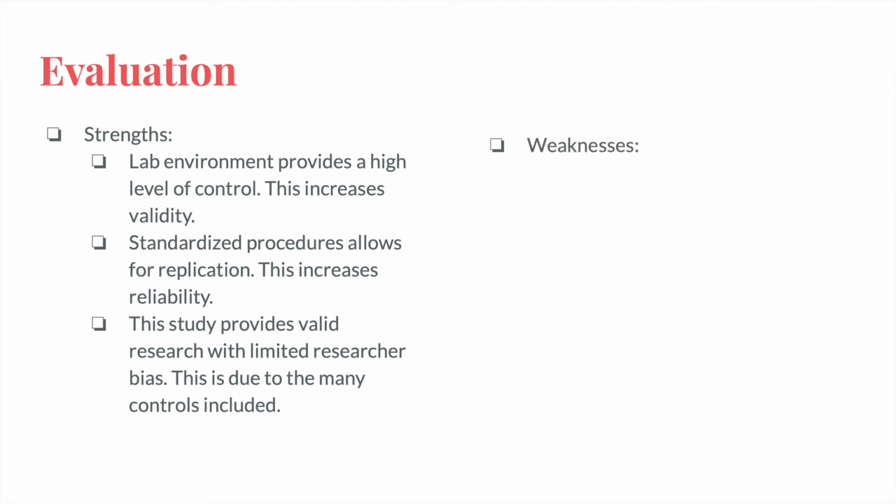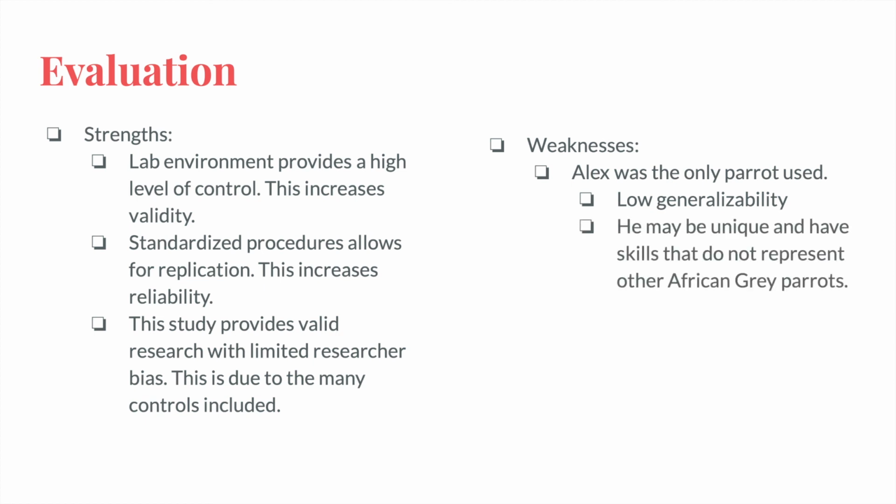However, Pepperberg does have its weaknesses. Alex was the only parrot used, and this means that it has a low generalizability because Alex could have been unique and he could have had skills that do not represent the other populations of African gray parrots. Also, the lab setting called for a low ecological validity because it was not Alex's natural habitat.